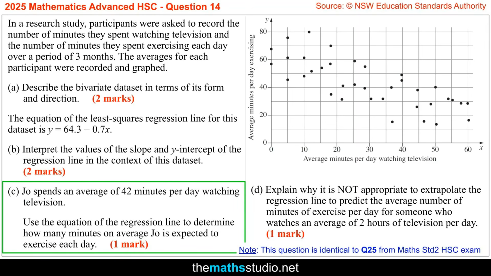Part C. Joe spends an average of 42 minutes per day watching television. Use the equation of the regression line to determine how many minutes on average Joe is expected to exercise each day.